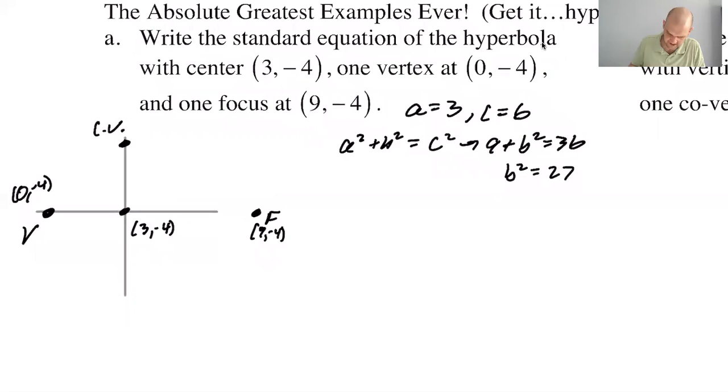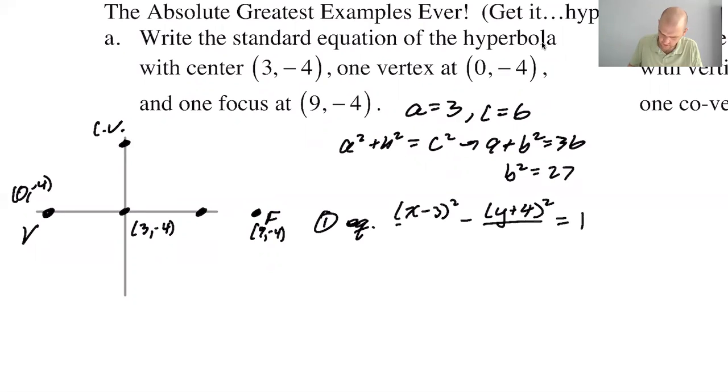So seven things here. One, the equation. So vertices on a horizontal line, which means x comes first. So it's going to be (x minus 3) squared minus (y plus 4) squared equals 1 over some stuff, right?